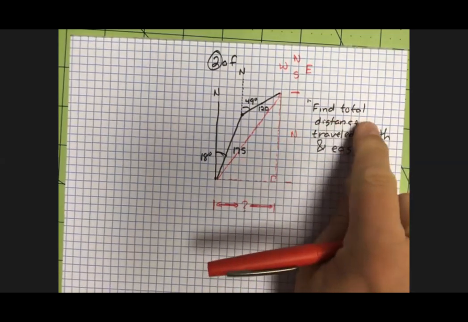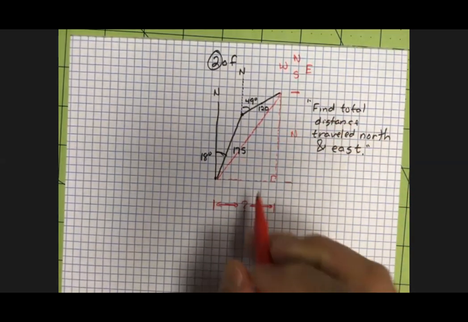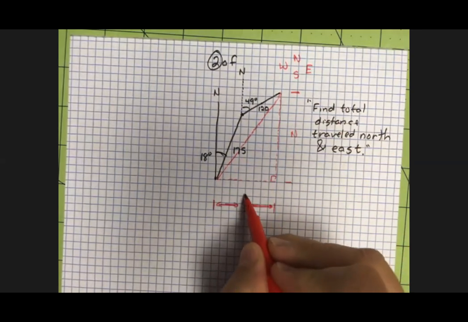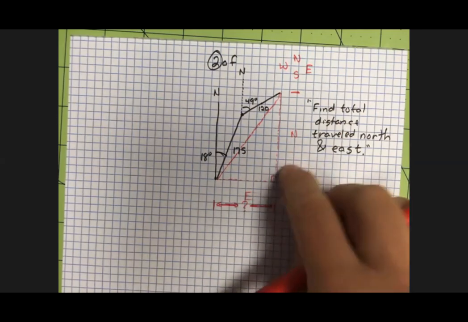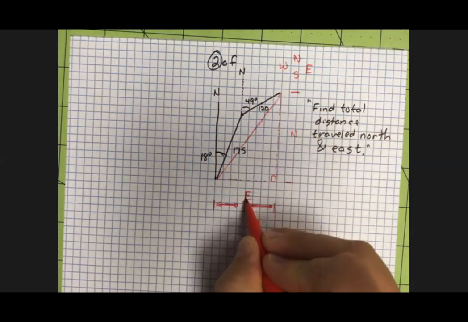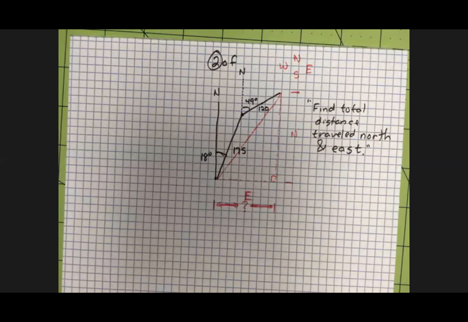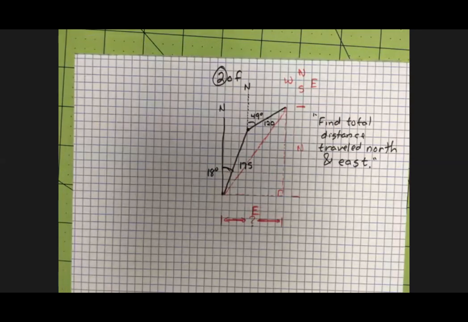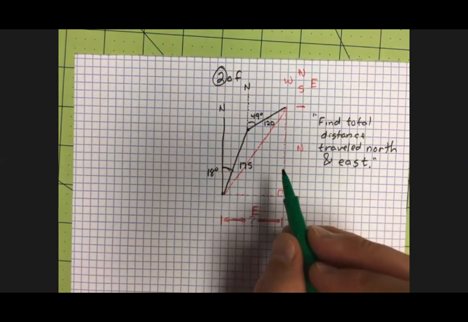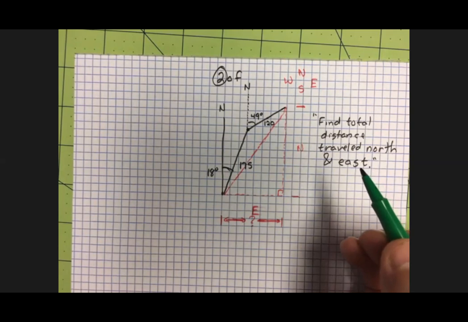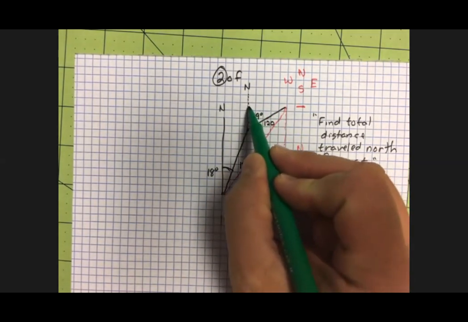But read the question very carefully. Total distance traveled north and east. They want the length of this side of the triangle and the length of this side of the triangle. Now let's think about how that triangle is going to be made. And I did draw this a little smaller than I would have wished, but you can always print this later. You see this red triangle, but the important part in any problem like this is to see that there are two other triangles. Here's a triangle right here.